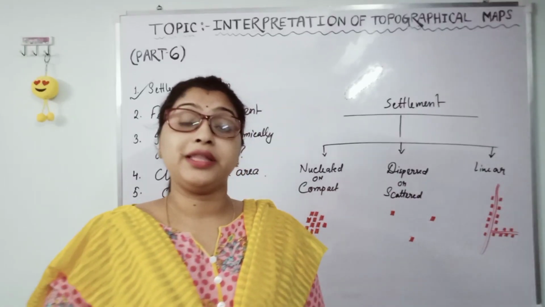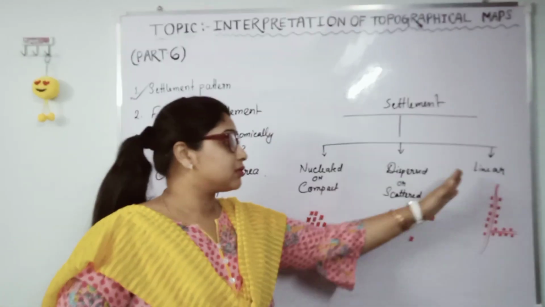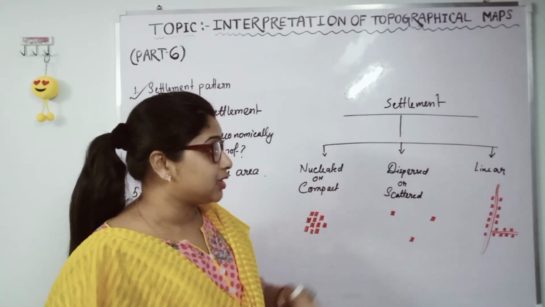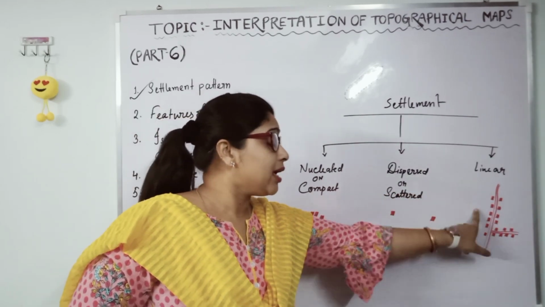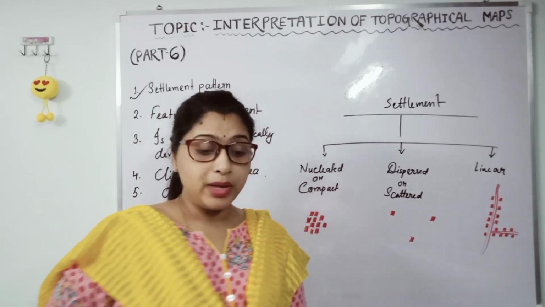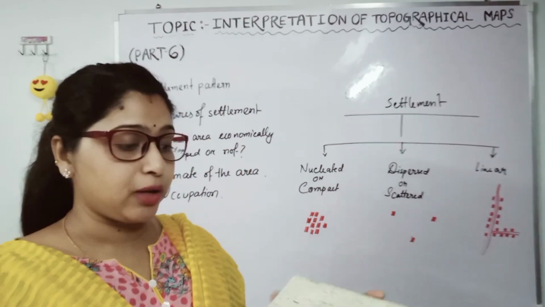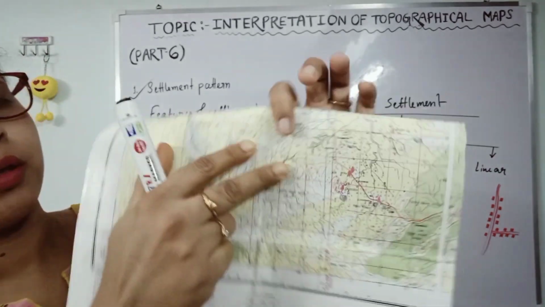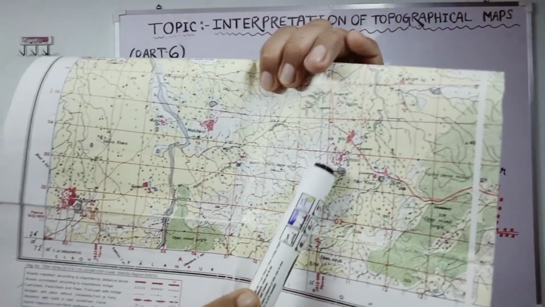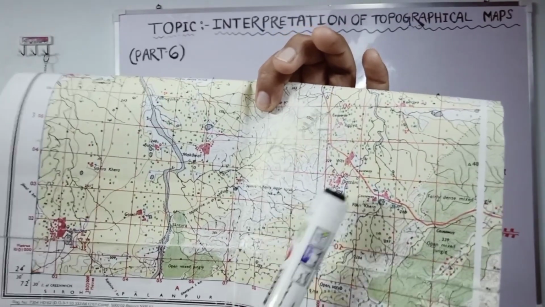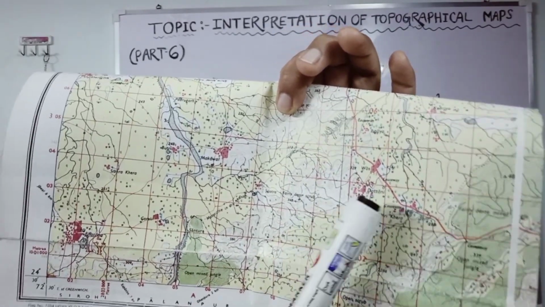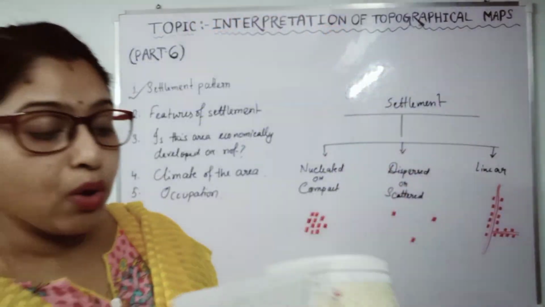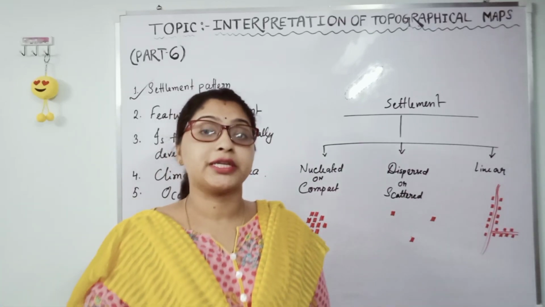Next, linear settlement. Linear means when the settlement is set up along a road or any mode of transportation, that is known as linear settlement. You can see the settlement forming on both sides of the road. You will see many such settlements in different parts of the map, like I am showing here. See here, this is an unmetalled road, but on both sides of this road you can see some settlements. So this is the linear settlement.